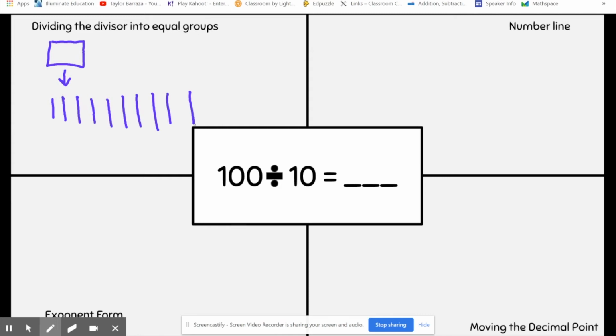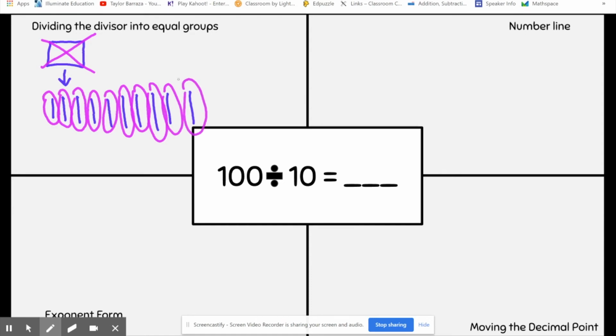Now that I've redrawn that, I can now make equal groups of 10. And when I count my groups, I see that I was able to make 10. So 100 divided by 10 should be equal to 10.